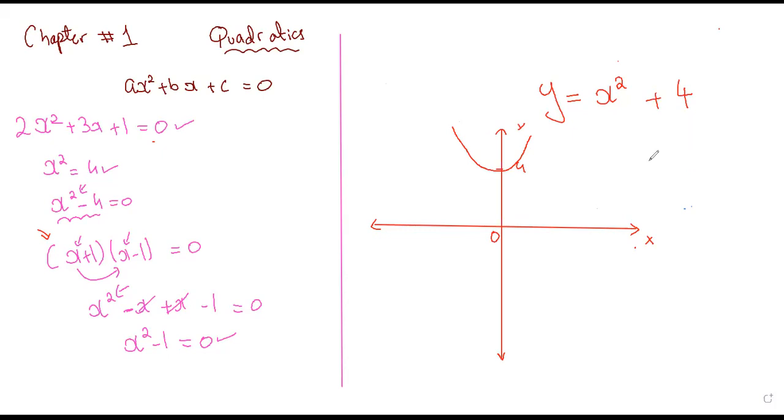Perfect. 0 equals x square plus 4. You will take this 4 to the other side. -4 equals x square. Square root of -4 equals x, right? This is no real solution. So we are clear with the plotting.